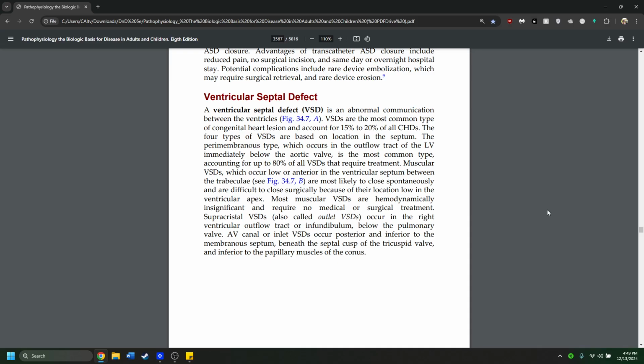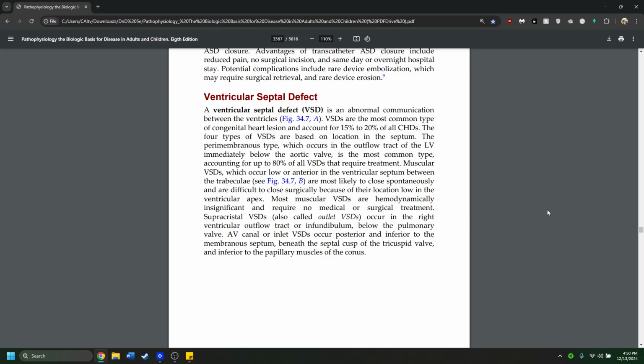The four types of ventricular septal defects are based on the location in the septum. The perimembranous type, which occurs in the outflow tract of the left ventricle, immediately below the aortic valve, is the most common type, accounting for up to 80% of all ventricular septal defects that require treatment.